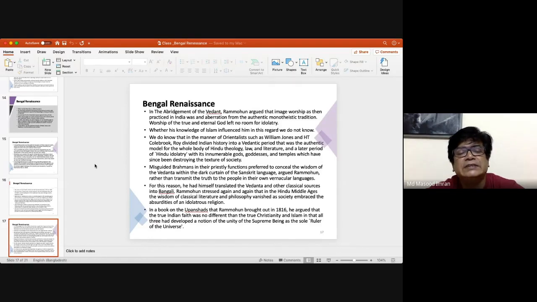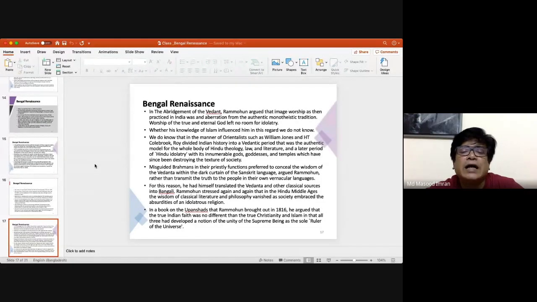Misguided Brahmins in their priestly function preferred to conceal the wisdom of the Vedanta within the dark curtain of the Sanskrit language, argued Ram Mohan, rather than transmit the truth to the people in their own vernacular language. So he was very aware of these things, Ram Mohan. He was totally against using the Sanskrit language to practice the Vedanta, because in most cases the Bengali people and the local people do not understand the words, the meaning of Sanskrit and other things. So that's why he always asked to translate all those things into colloquial language.